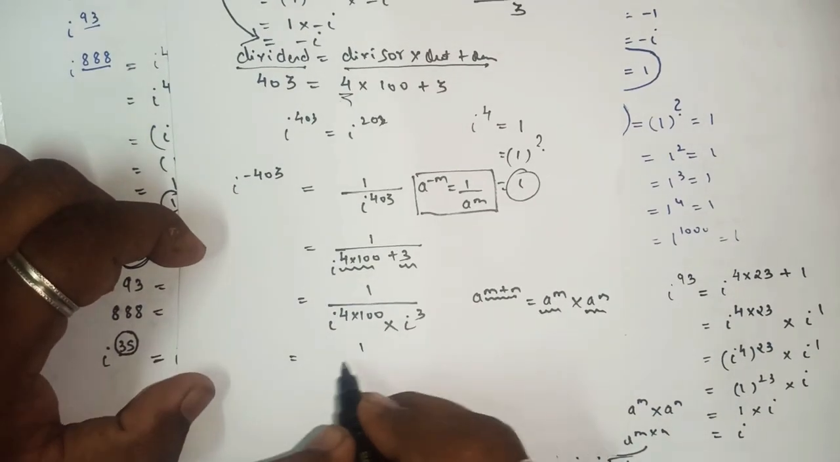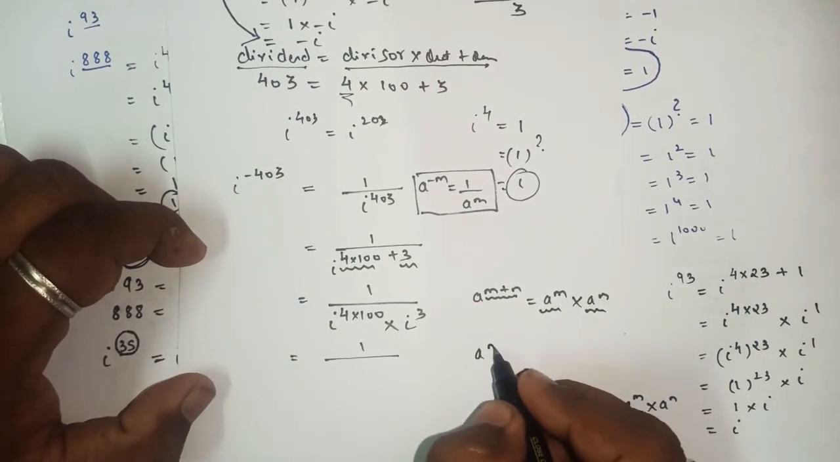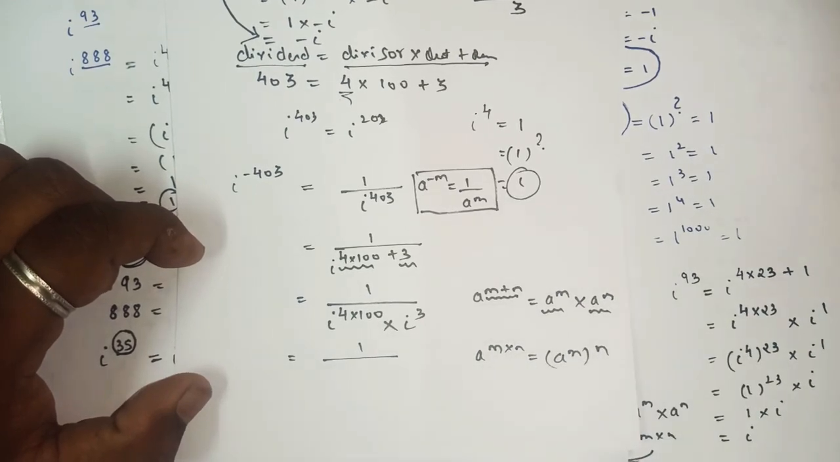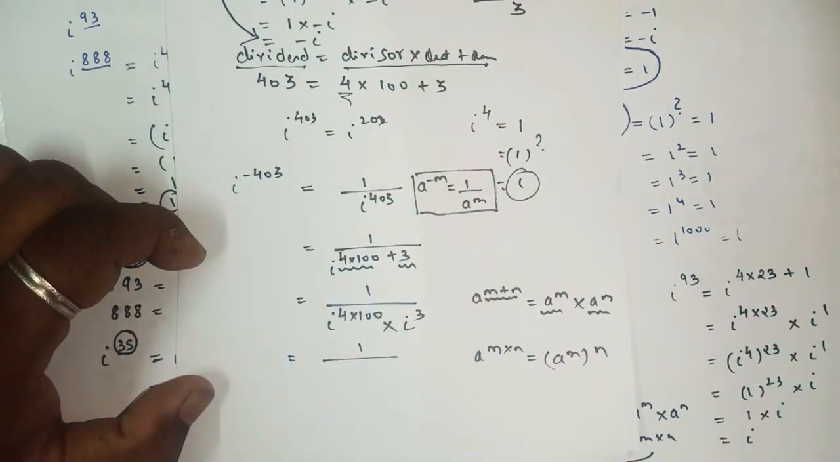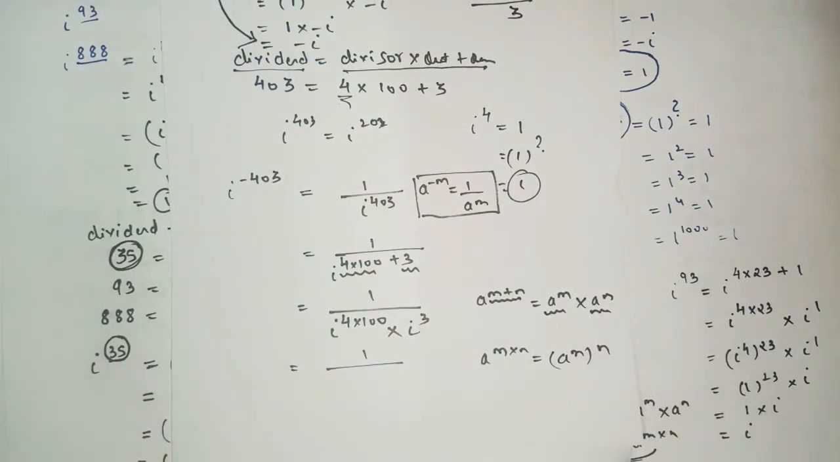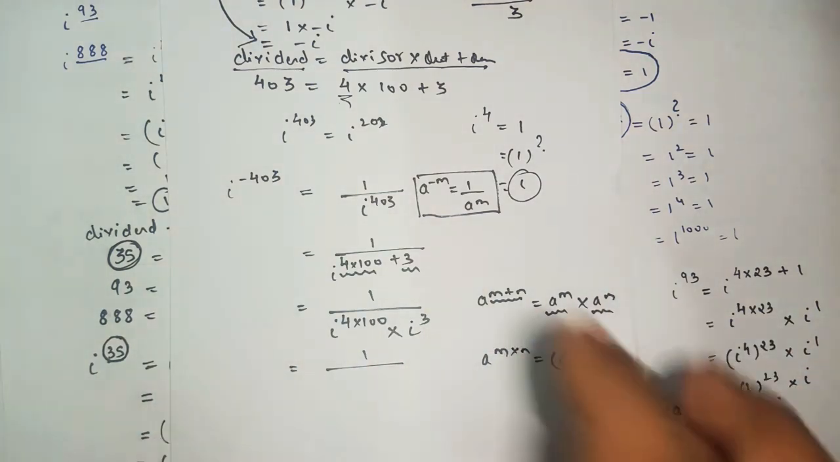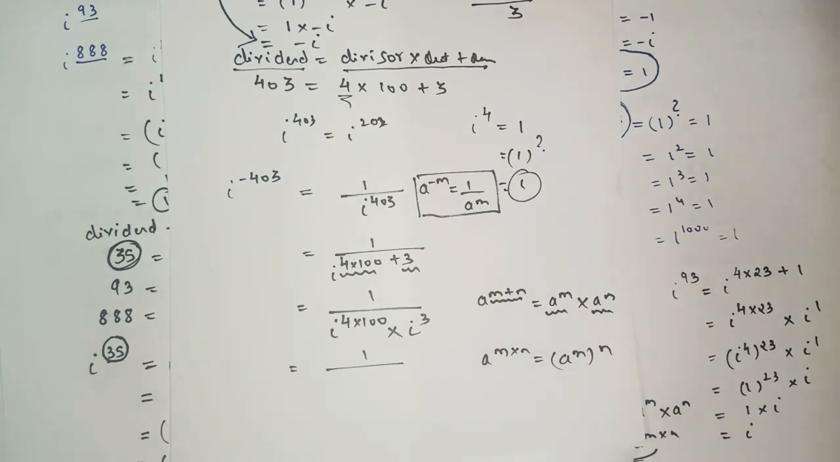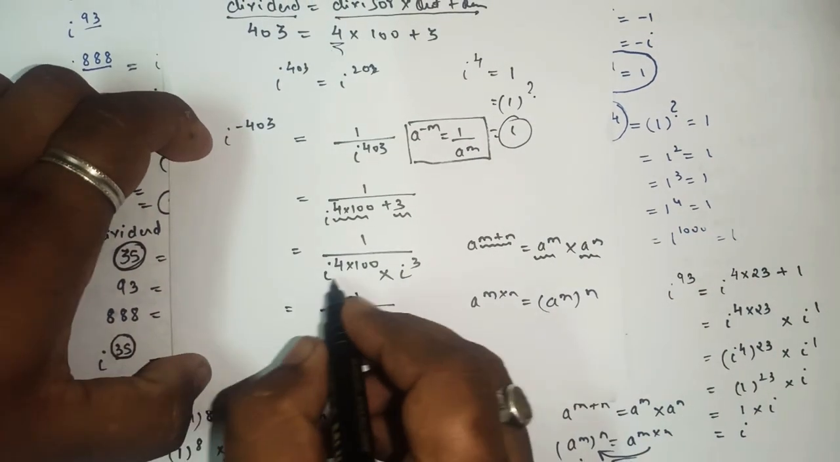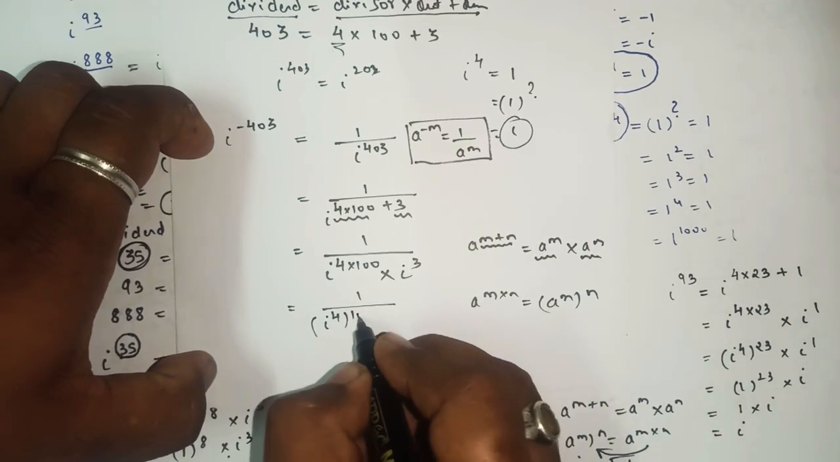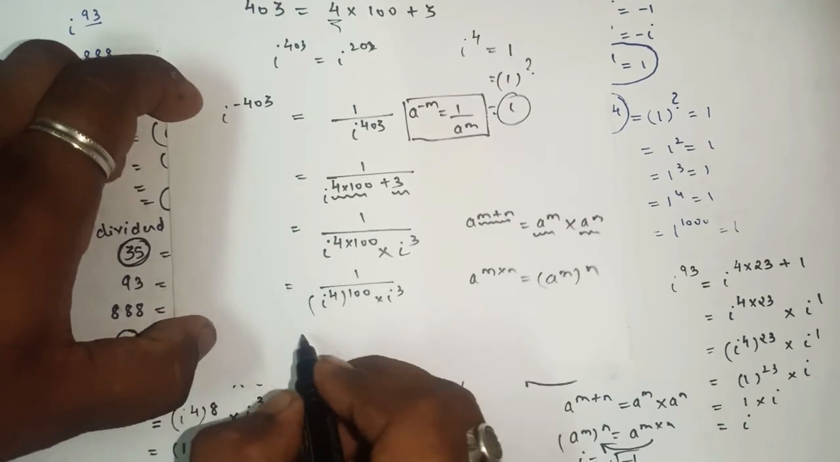After this we can write a raised to m into n as a raised to m, the whole raised to n. Simply what I am doing is applying the basic rules of indices, and using the formula dividend equals divisor into quotient plus remainder to find our answer. By using basic things I am finding the answer. So the rest will be: i raised to 4, the whole raised to 100, into i cube.